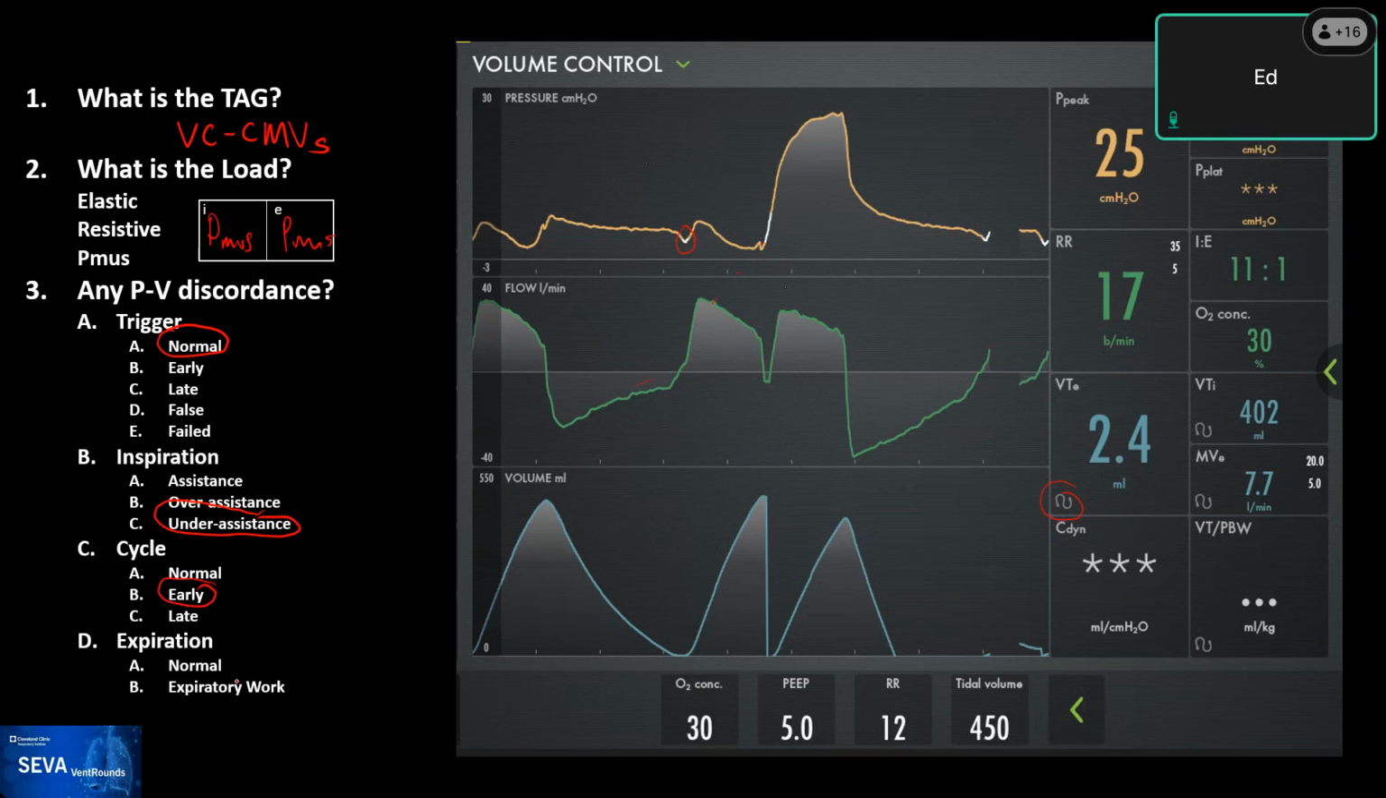And finally, during expiration, we already defined this, that there was evidence of expiratory work over here. So really good job, guys. You recognized this very well.